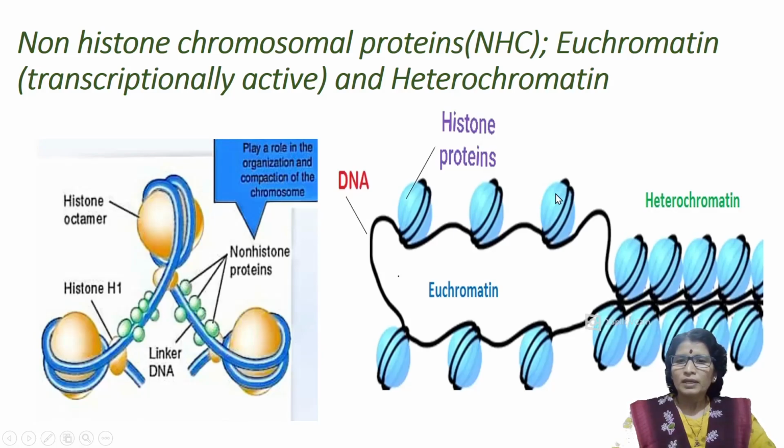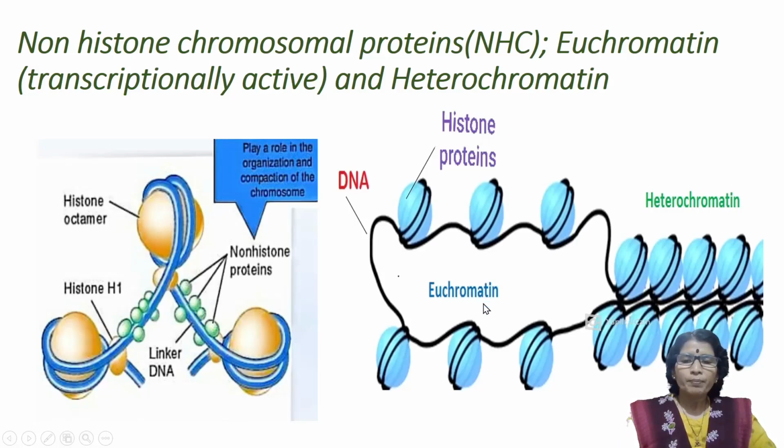And one more, euchromatin and heterochromatin. So these are the nucleosomes. Here, so many nucleosomes are present which are loosely arranged. Here the chromatin is not coiled much. But here in the heterochromatin, you can see the chromatin coiling is more and nucleosomes are tightly packed. This region is called heterochromatin. But here the chromatin is loosely arranged and the nucleosomes are somewhat far away from each other. So this is called euchromatin.